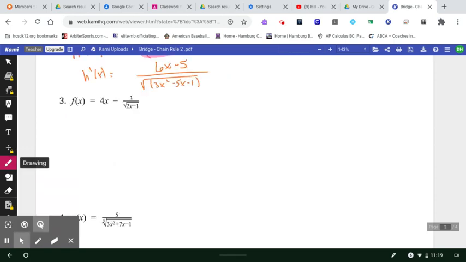All right, looking at number 3. You notice there's 2 pieces separated by a minus sign. So again, my first goal is to rewrite. So when I look at this piece, I am not saying quotient rule because the top numerator does not have an x. So it's just a rewrite.